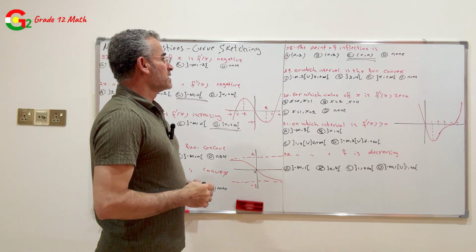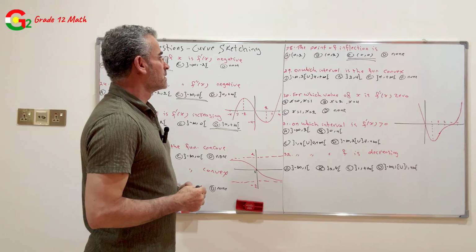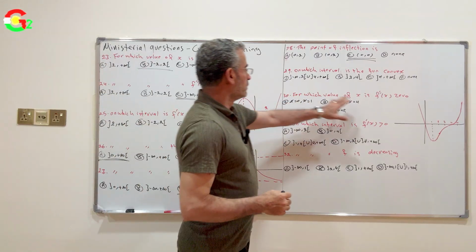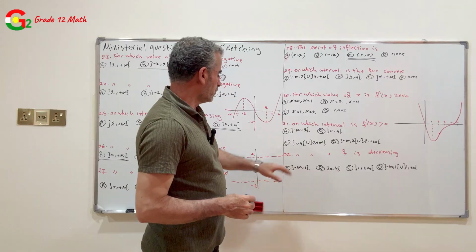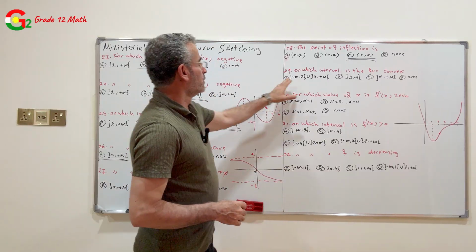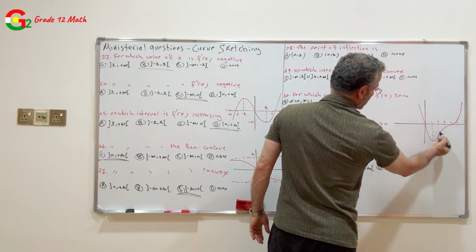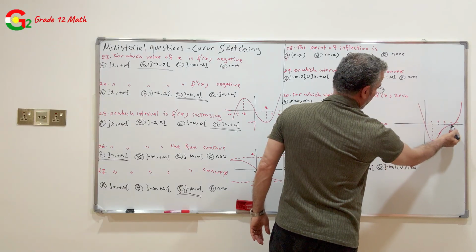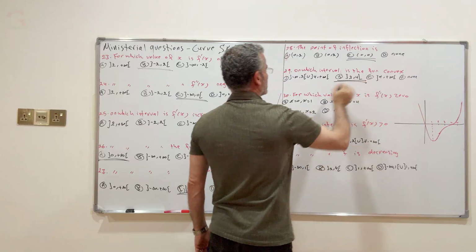On which interval is the function convex? Use the graph on the right to answer question 29 to 32. On which interval is the function convex? The function is convex in the interval 2 to 4. Therefore, the right choice is B.